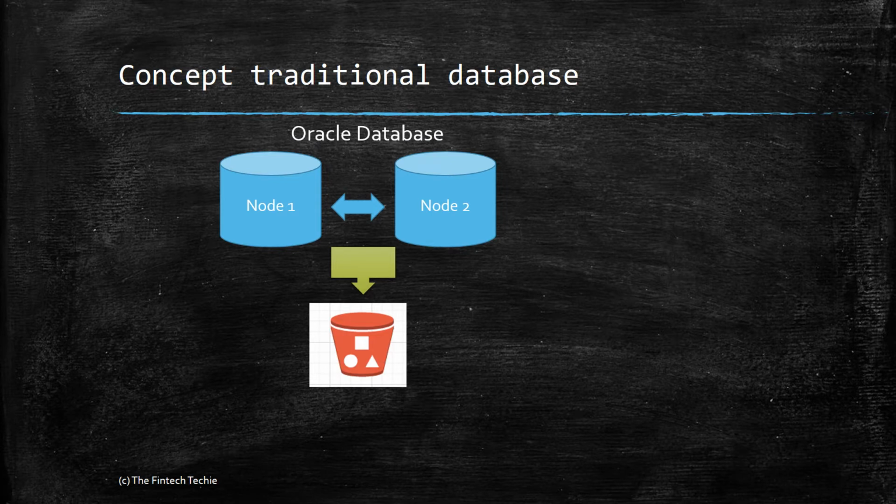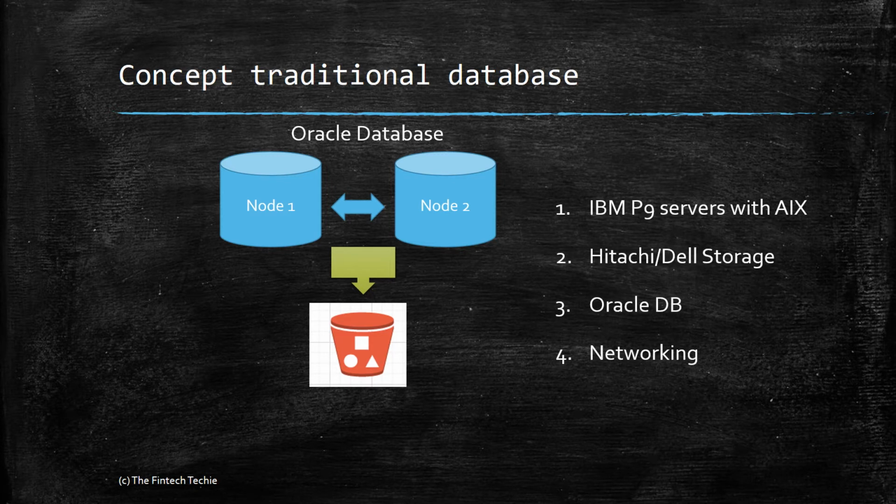So this is how traditional databases work, and for this you have to contact a lot of vendors. For example, you will need to contact IBM for their hardware, processors, and their operating system, AIX. Then you need to contact a storage specialist, could be Hitachi, could be Dell, and so on. And then obviously you will have the Oracle database, and then the networking guys come in to actually plug all these machines together. So this is how the traditional database works.